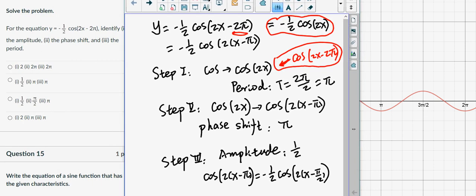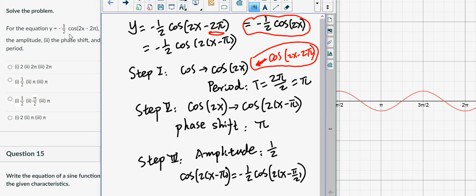Look, I copy the function negative 1/2 cosine 2x minus 2 pi here. Copy it right here. And then I'll change this one to a standard form, which is to pull 2 out. Inside is 2 times x minus pi. This pi will be the phase shifting. I'll tell you why. Basically, the answer is here is the amplitude 1/2.